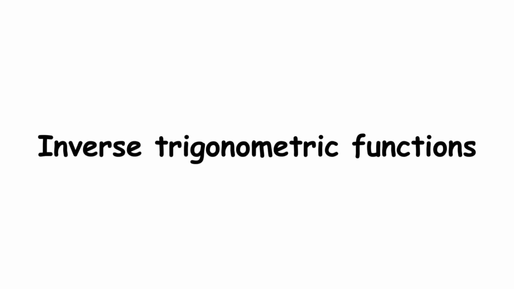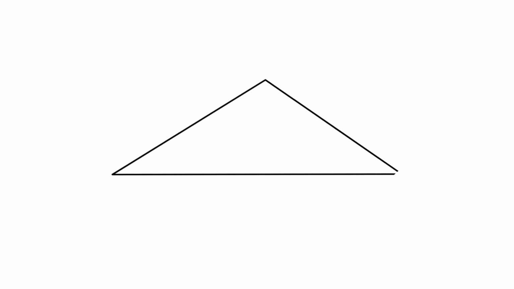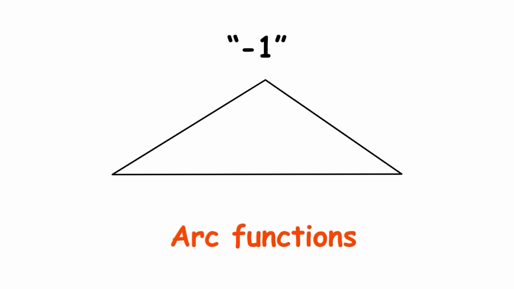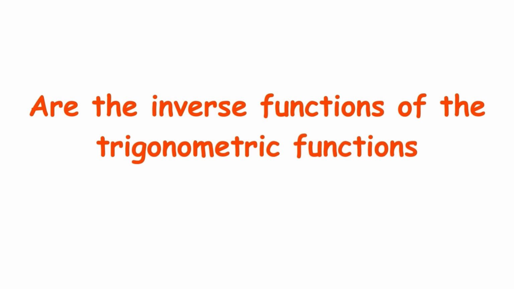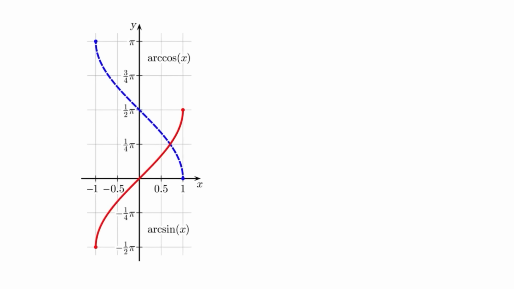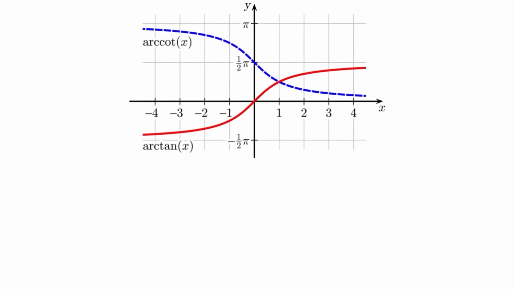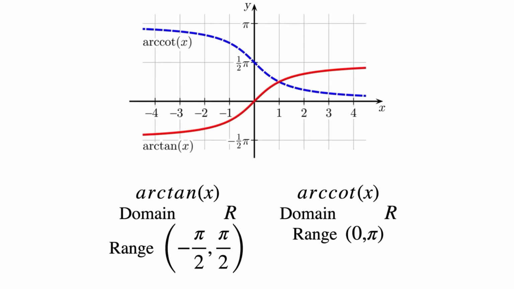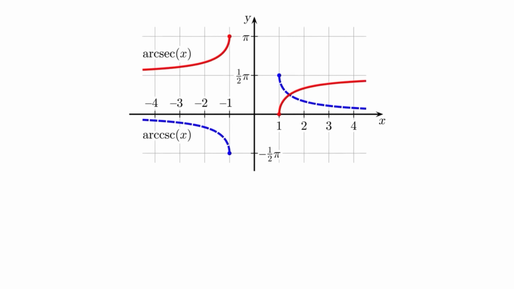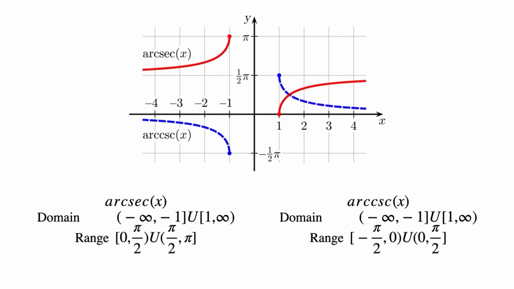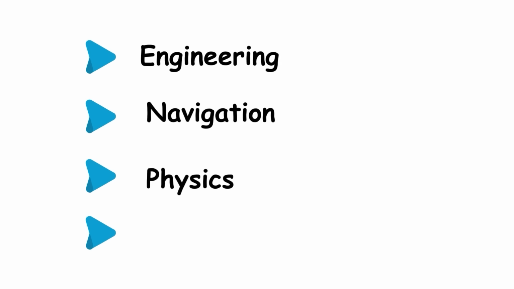Inverse trigonometric functions. In mathematics, the inverse trigonometric functions, occasionally also called arc functions, are the inverse functions of the trigonometric functions. Specifically, they are the inverses of the sine, cosine, tangent, cosecant, secant, and cotangent functions, and are used to obtain an angle from any of the angular trigonometric ratios. The inverse trigonometric functions are widely used in engineering, navigation, physics, and geometry.